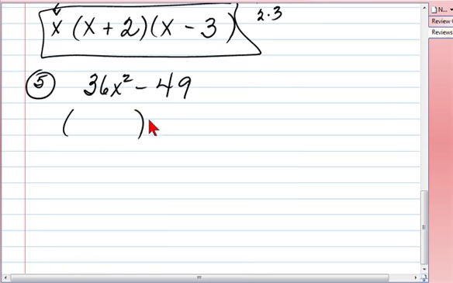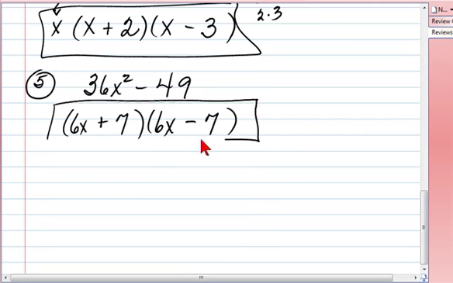The difference of squares factors into the sum and the difference of the square roots. So what will go in the first positions? 6x. And what will go in the last positions? 7. And those will check. You did get a sum and difference product.